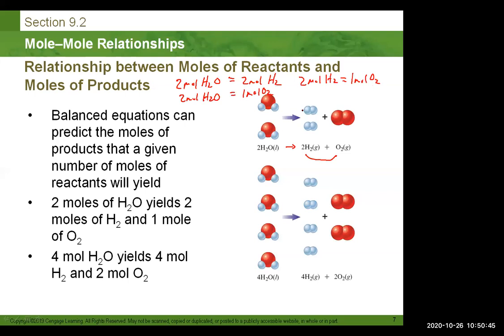So from this one little equation, we basically have 3 different stoichiometric relationships. From each of those relationships, we can write 2 conversion factors. You don't have to use all of them. You probably only use the one that you need, but from this balanced equation, you can come up with all three of those relationships, those six technically conversion factors that could come from it.